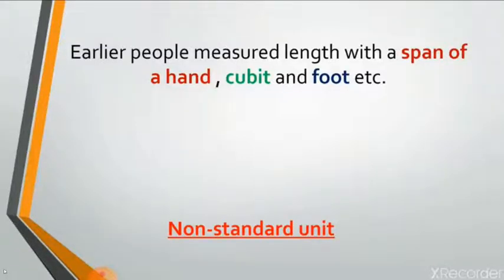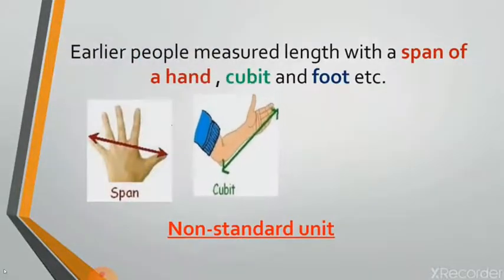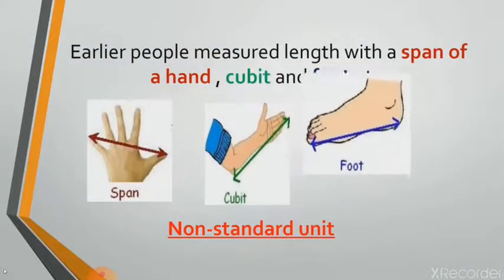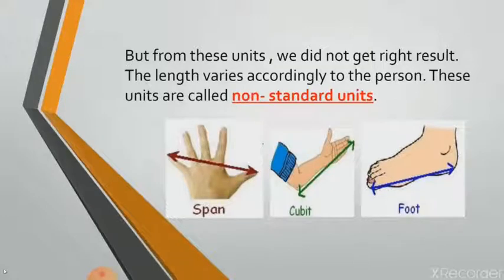Earlier, people measured length with a span of a hand, cubit, and foot, etc. But from these units, we did not get right result. The length varies according to the person. So, these units are not proper to measure objects and are called non-standard units.